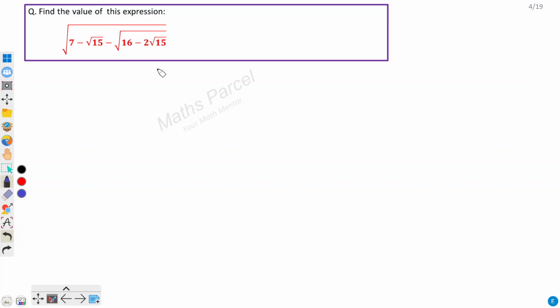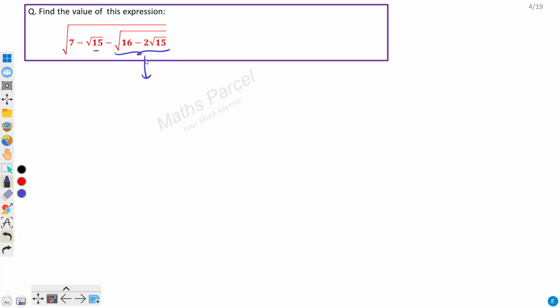Hi everyone, in this video we will solve an algebra problem which involves surds. The problem is given as the square root of 7 minus root 15 minus the square root of 16 minus 2 square root of 15. Now it's better to solve the inner one first, so let's try to simplify this one.